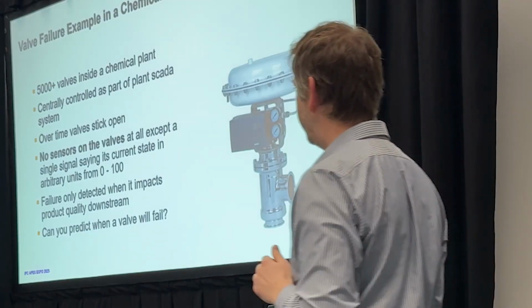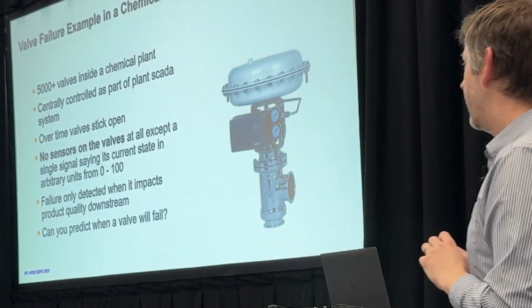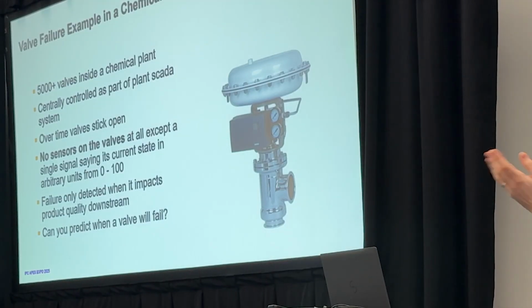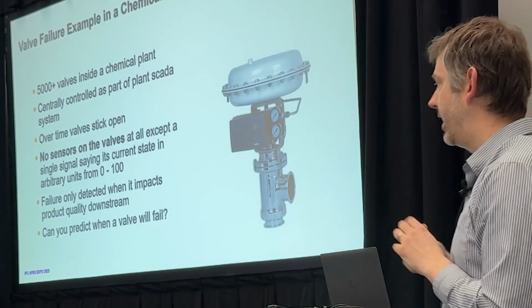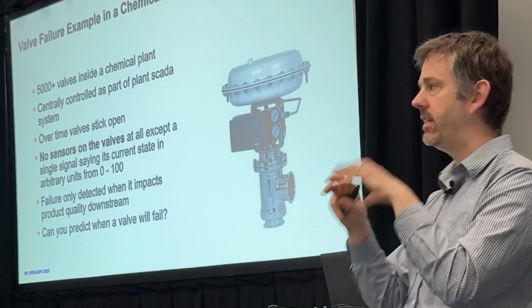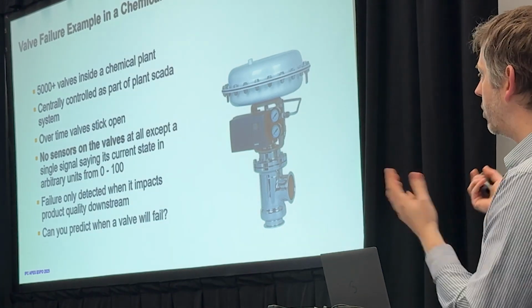So in this case, this is data on a series of valves in a chemical plant. And the valves, there's 5,000 of them. So there's all these reaction chambers. You've got liquids mixing to create this vaccine. There's a giant reactor. And these are all centrally controlled. So the value of the valve, open or closed.